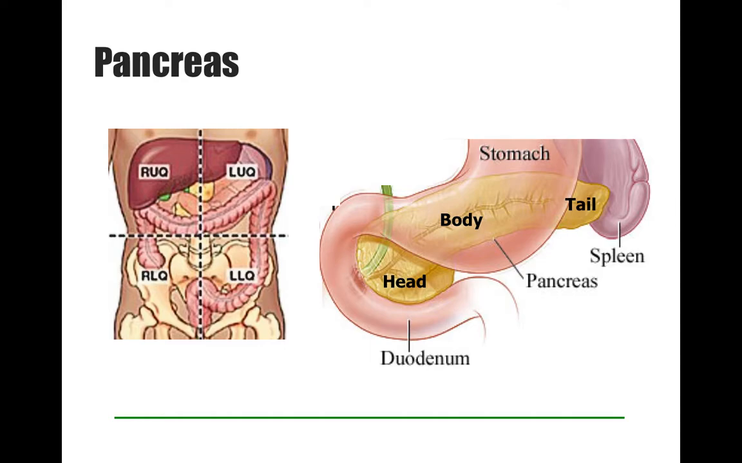So we've got three different portions of the pancreas: the head, which should be right here, kind of the duodenum hugging it. The body is going to be posterior to the stomach, and then the tail is going to be pointed toward the hilum of the spleen, where those vessels are entering and exiting the spleen itself.